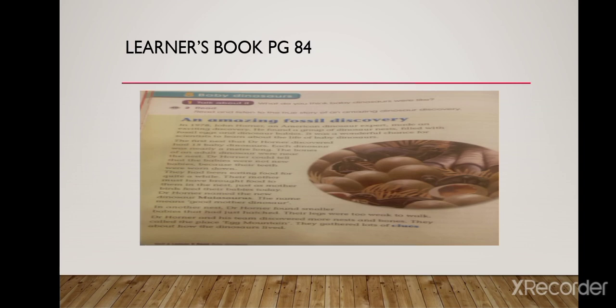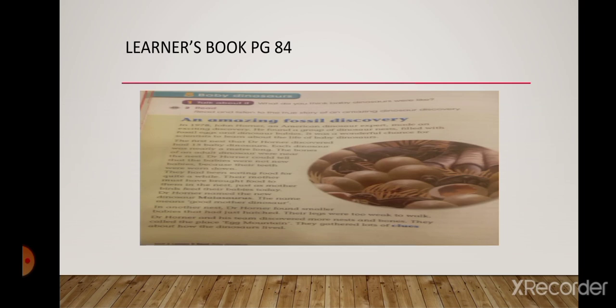The bones of an adult dinosaur were near the nest. Dr. Horner could tell that the babies were not newborn because their teeth were worn down. They had been eating food for quite a while. Their mother must have brought food to them in the nest, just as mother birds feed their babies today. Dr. Horner named the new dinosaur Maiasaura. The name means good mother dinosaur. In another nest, Dr. Horner found smaller babies that had just hatched. Their legs were too weak to walk.